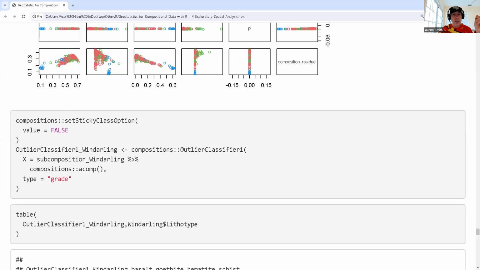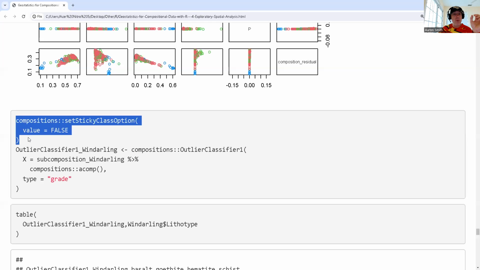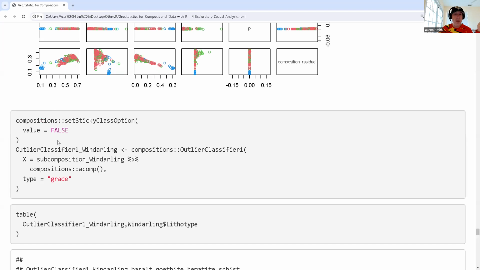Now, here I'm going to do outlier classification. For this to run without loading the package, you need to absolutely have the sticky class option function called. I don't know what the default is. I just set it to false and it looked good, so I just ran with it. All right, and now we're going to do composition outlier classification of the grade type.